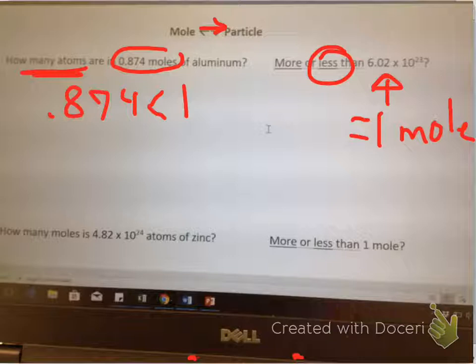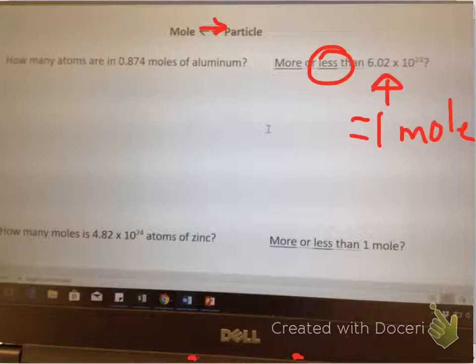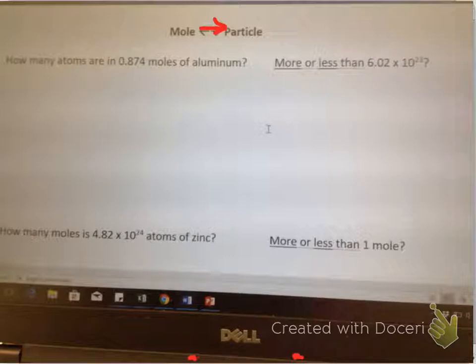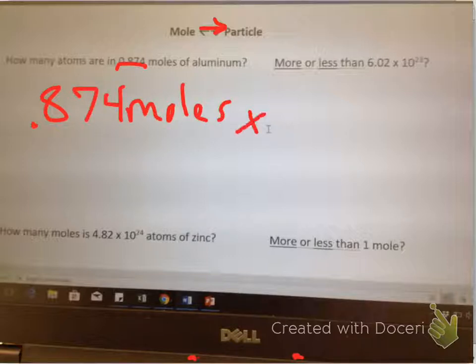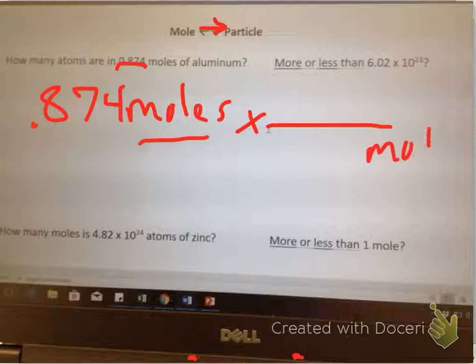Now we need to set this up. So what we do is we take our given, that's our 0.874 moles. We draw our multiplication sign and a line, and we need to figure out what unit we want to get rid of. Well, we're given moles, so we want to get rid of moles. So moles goes on the bottom. And what unit do we want to go to? Well, it says how many atoms. So that means we're searching for atoms. So atoms is going to go on top.